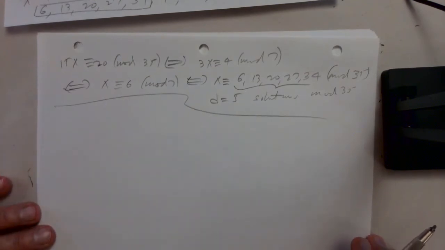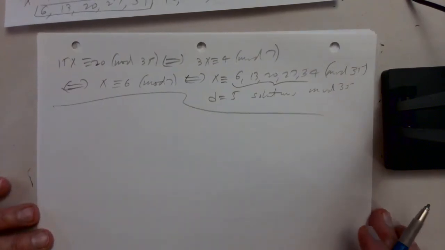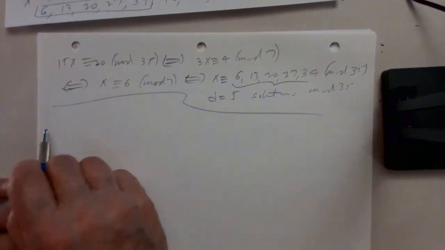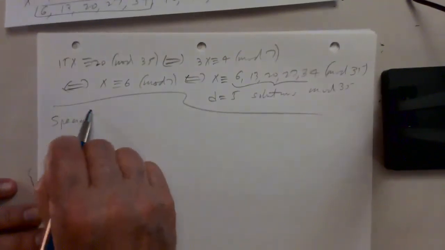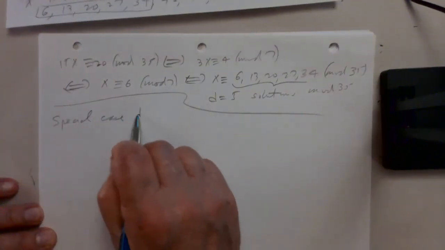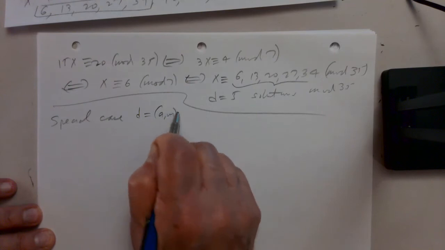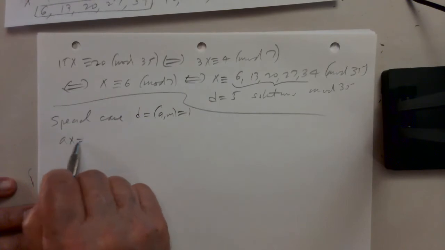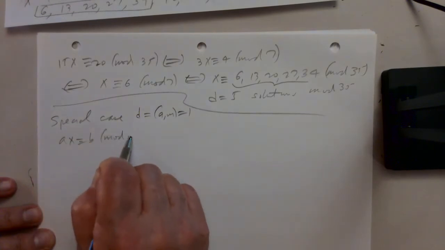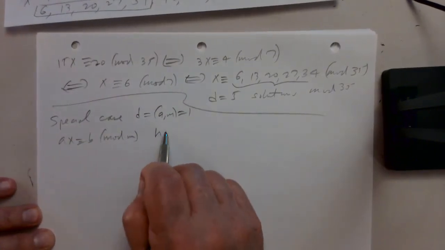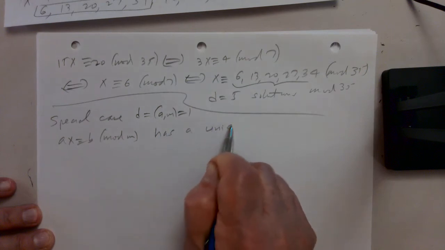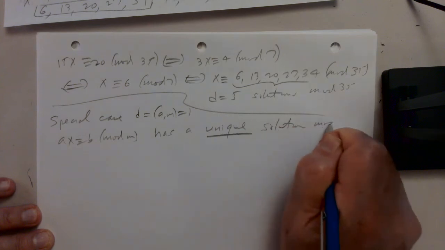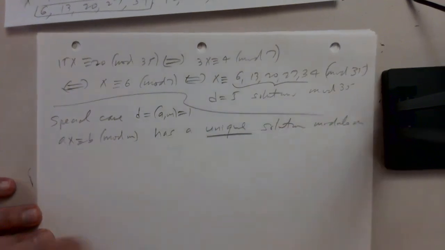Now there's a very special case when we know that a congruence has a unique solution. The special case is when D, which is the greatest common divisor of A and M, is equal to 1. So in that case, AX congruent to B mod M has exactly 1 unique solution modulo M.